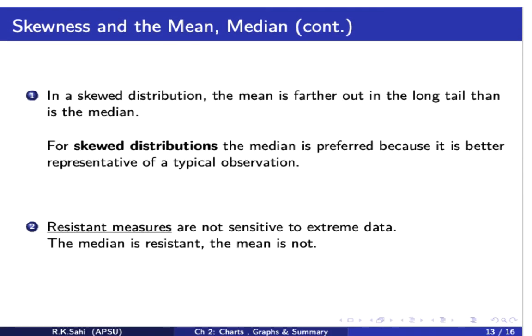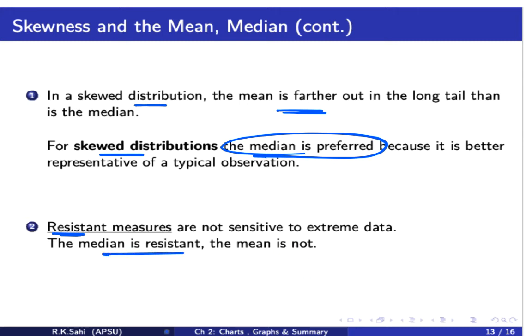So what we see over here is this: if we have a skewed distribution, the mean is further out in the long tail than the median. Whenever we have skewed distributions, we prefer medians. That's why the median is a much better measure when we have skewed distributions. Such measures are called resistant measures. Resistant measures are not sensitive to very extreme data present in the observations. So the median is a resistant measure, whereas the mean is not.